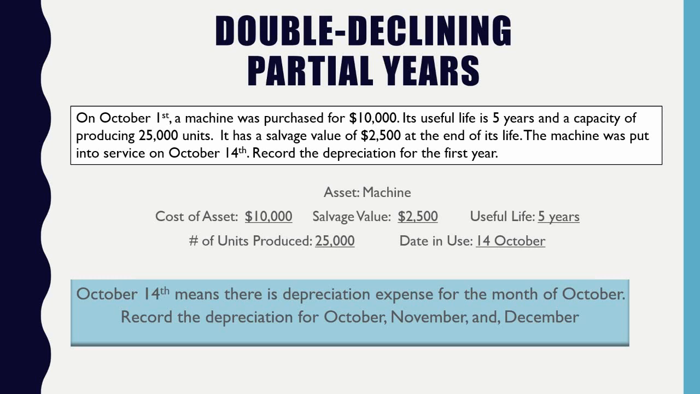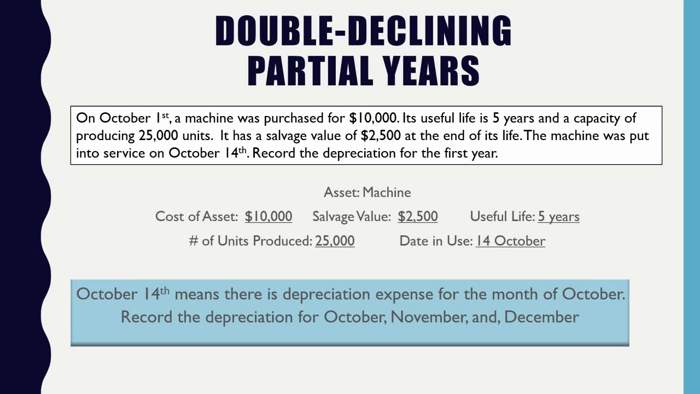It falls between the 1st and the 15th. So therefore, it's the 14th. So that is more than 50% of October. So therefore, you're going to start depreciating as of October, November, and December, right? Assuming that the depreciation happens at the end of the year, okay?